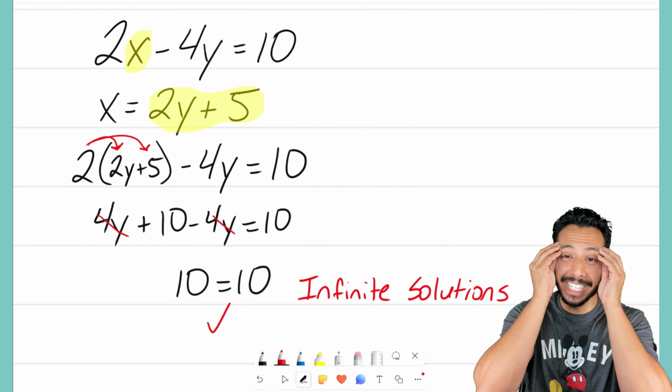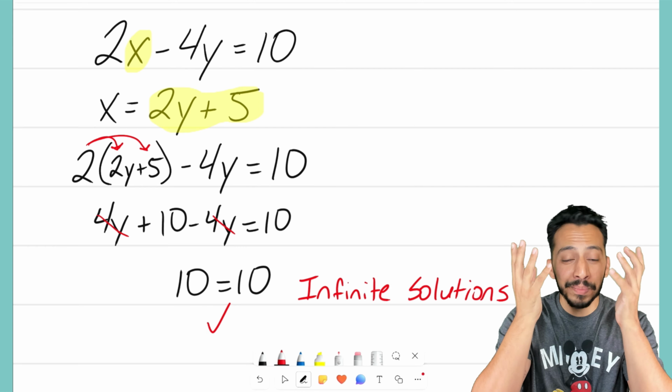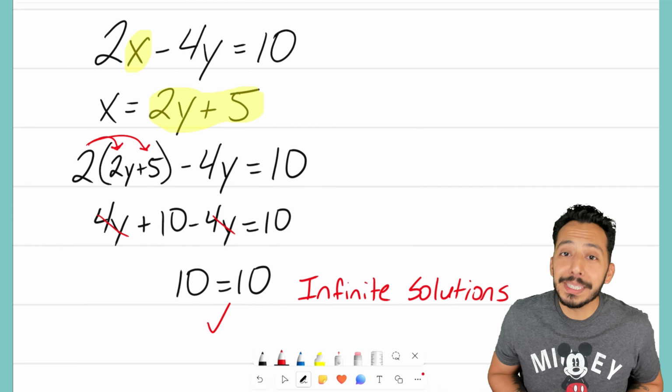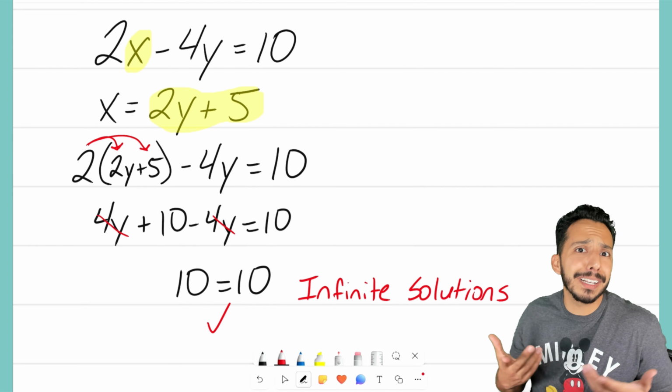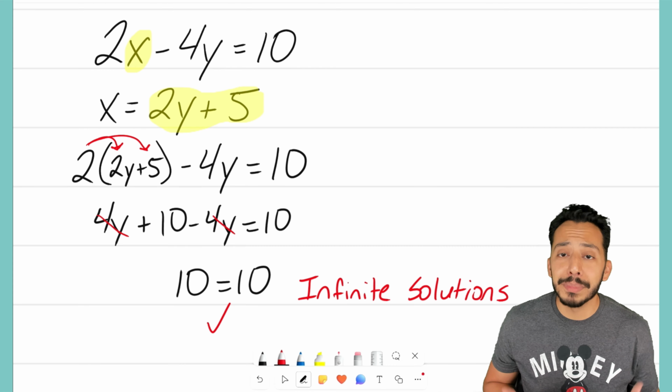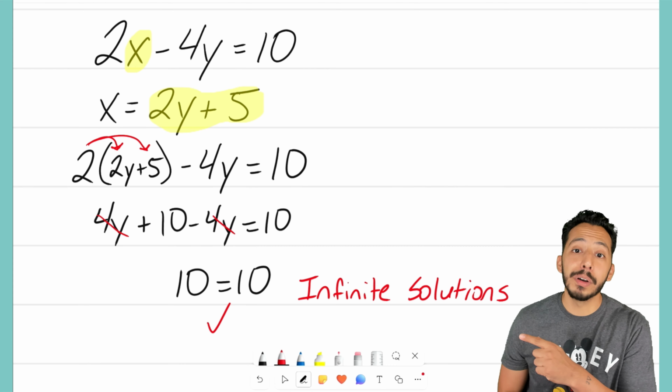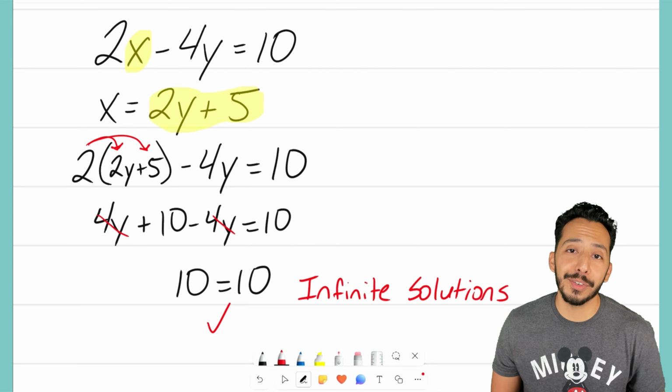I know that's kind of crazy. Your brain might be a bit boggled, but sometimes that might happen. Sometimes on a system, you're actually looking at two lines that are the same. And if that happens, you're good. Follow the math and make sure you know how to write this answer.